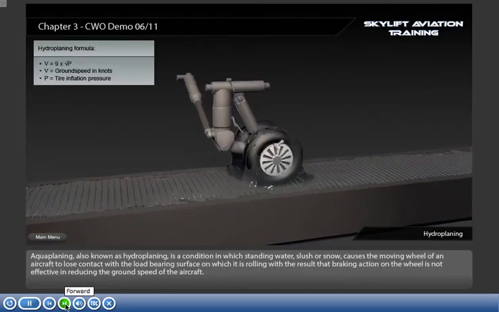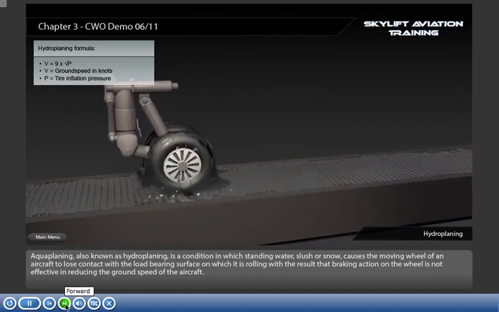Aquaplaning, also known as hydroplaning, is a condition in which standing water, slush or snow causes the moving wheel of an aircraft to lose contact with the load-bearing surface on which it is rolling, with the result that braking action in the wheel is not effective in reducing the ground speed of the aircraft.